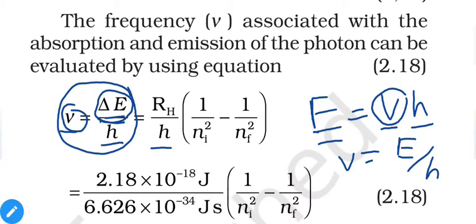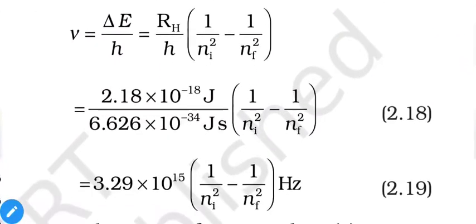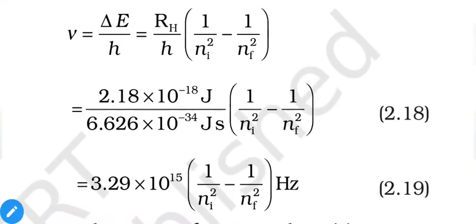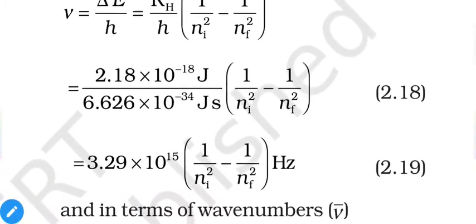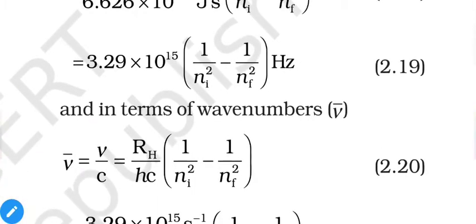Okay, so this will be the value of frequency. By simplifying the equation, the value of Rydberg constant and the value of Planck constant are constant, that's why we can put these values and calculate it. With the calculation you will get 3.29 into 10 raised to 15 into bracket 1 upon Ni square minus 1 upon Nf square. And to obtain wave numbers, now wave number is the inverse of wavelength.